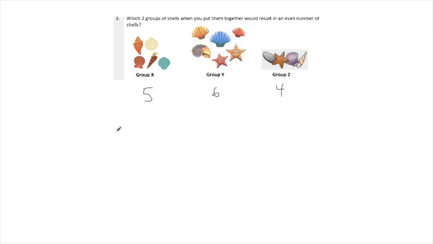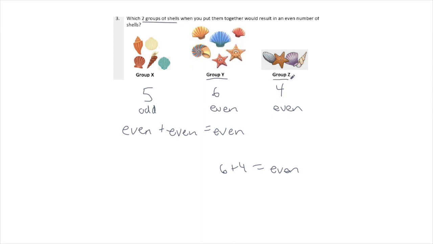So like I mentioned in the last problem, we know that an even number plus an even number would give us an even number. So in this case, we know that 5 is odd, 6 is even, and 4 is even. So we can do 6 plus 4, and that would give us an even number of shells. So in this case, the problem is asking which two groups of shells would give us an even number. So that would be group Y and group Z.